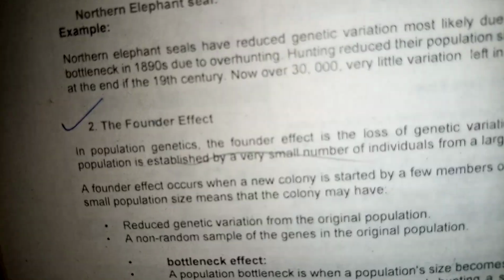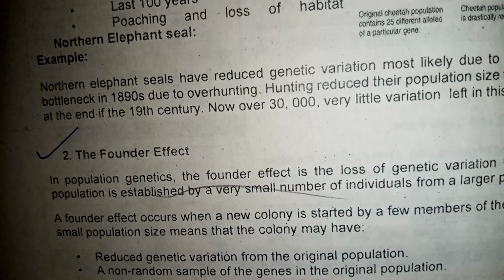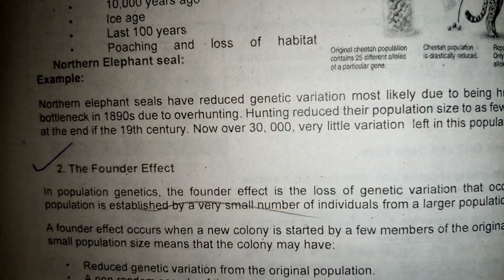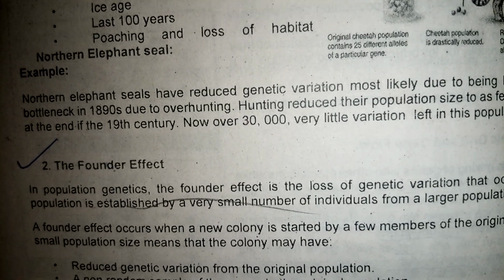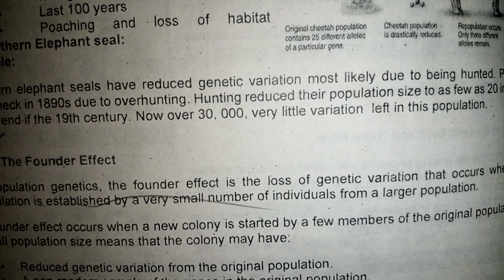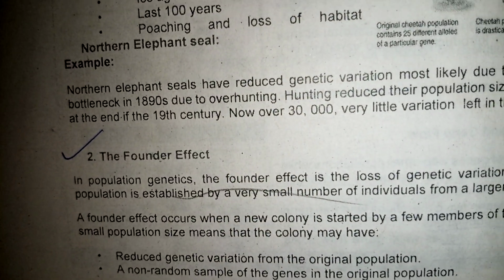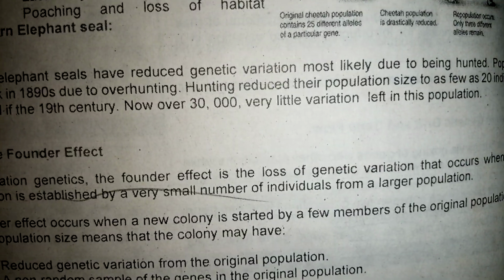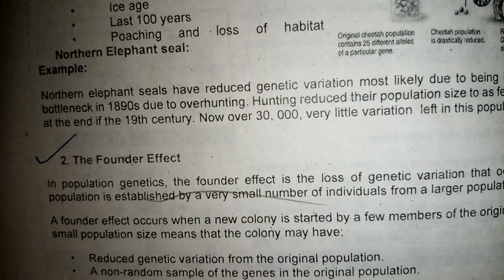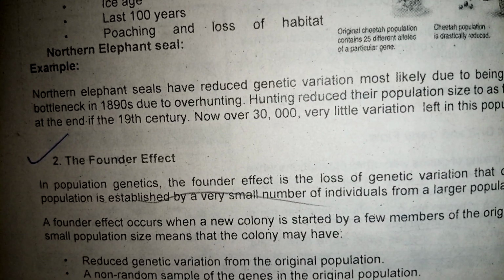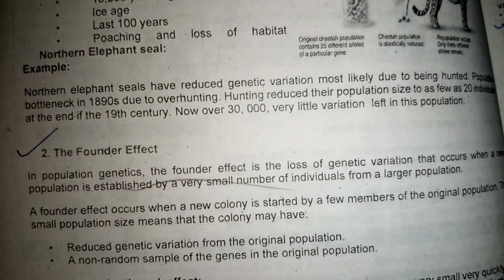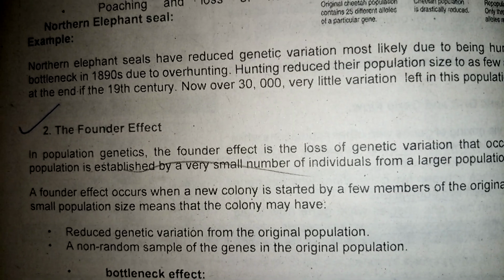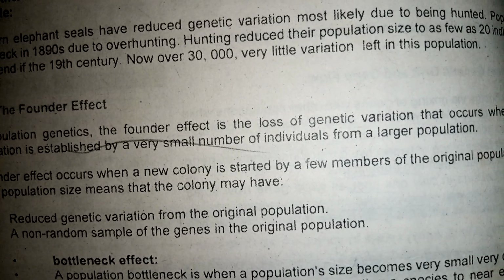Next we discuss the founder effect. In population genetics, the founder effect is the loss of genetic variation that occurs when a new population is established by a very small number of individuals from a larger population. A founder effect occurs when a new colony is started by a few members of the original population. The small population size means that the colony may have reduced genetic variation from the original population, a random sample of the genes in the original population.